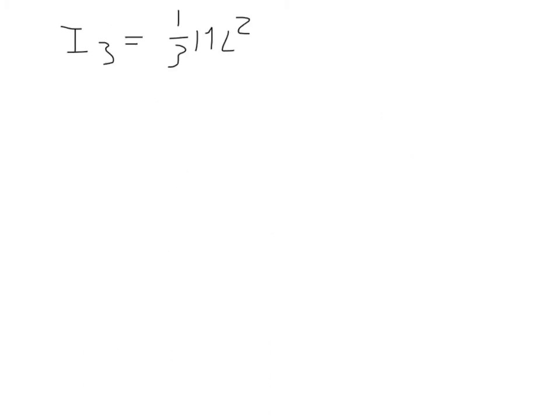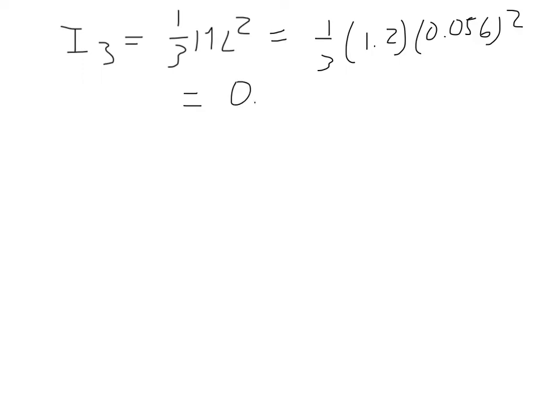The first thin rod should look very familiar because I think we've solved this in class 4 or 5 times. We know that the rotational inertia through one end of a thin rod is equal to 1/3 ml squared. If you don't remember that, then start off with 1/12 ml squared and then add the parallel axis theorem. So for the first thin rod, we have 1/3 of the mass, 1.2, times the length, 0.056 squared. And so I3 is going to be equal to 0.0013.